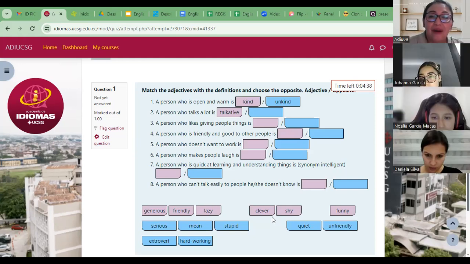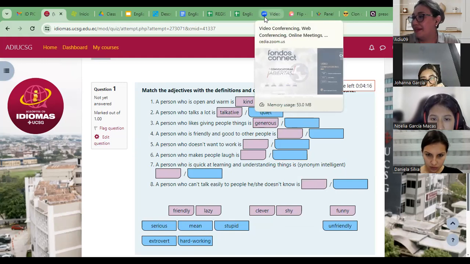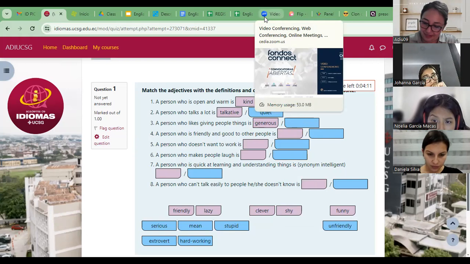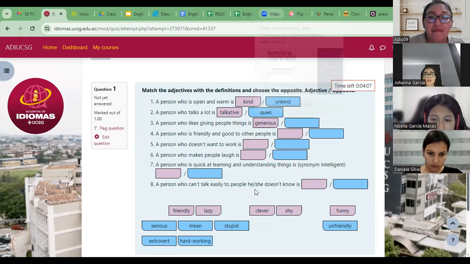And what could be the opposite of talkative? Quiet. It could be shy. It could be quiet. Shy or quiet. Yeah, it could be fine, both, but let's see. Vamos a ver. A person who likes giving people things. Like always sharing. Generous, right? And what could be the opposite of generous? What do you think? Mean.